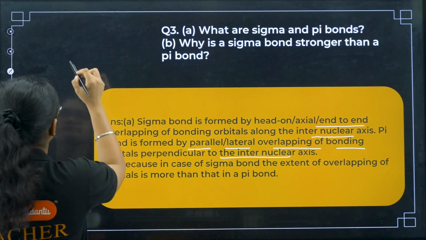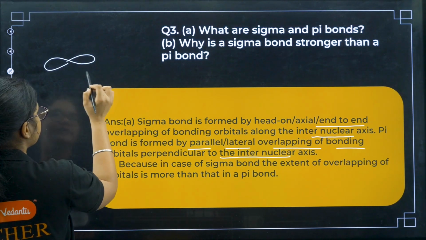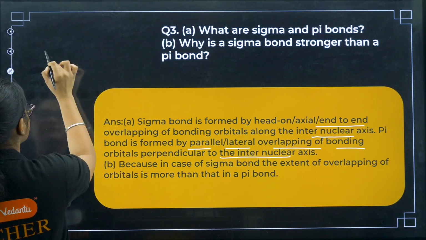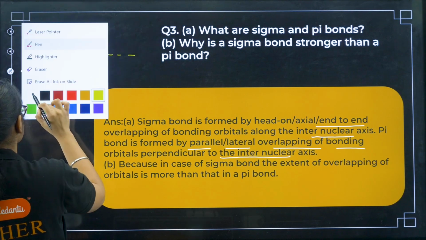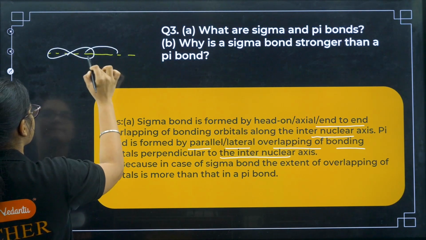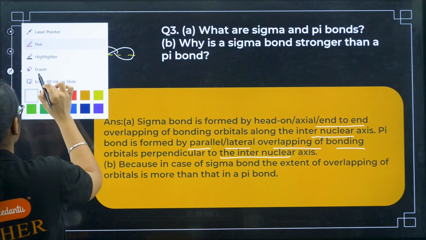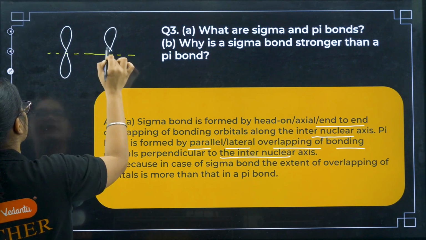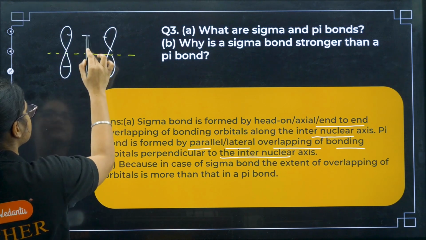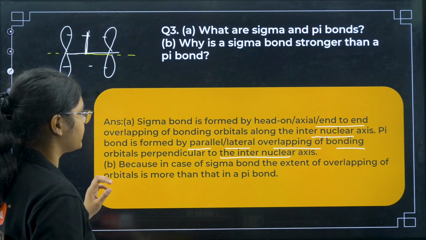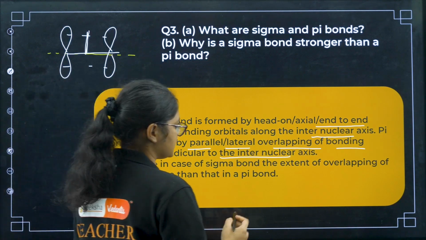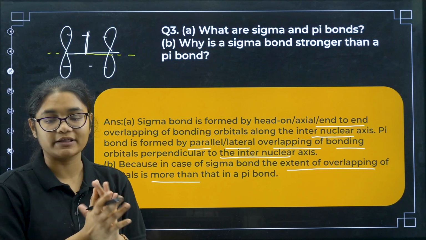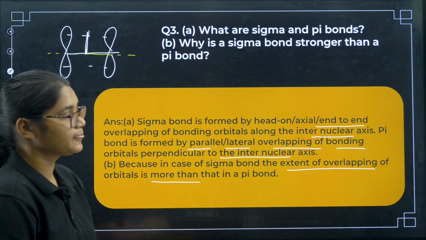See, this is your internuclear axis. I'll draw the internuclear axis first. Suppose this is your axis. First, overlapping takes place like this. This is sigma overlapping, and if you have pi bonding, it overlaps like this, perpendicular. The overlapping is perpendicular to the internuclear axis. Why is the sigma bond stronger? Because in the case of a sigma bond, the extent of overlapping is much more, since they are head-on overlapping, so the extent of overlapping is very high.